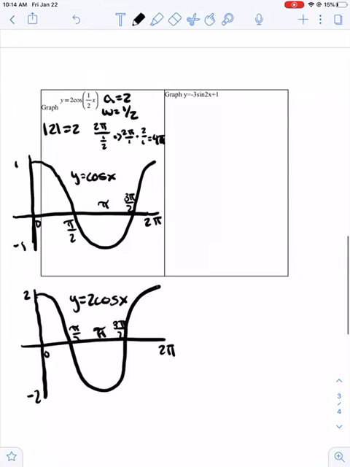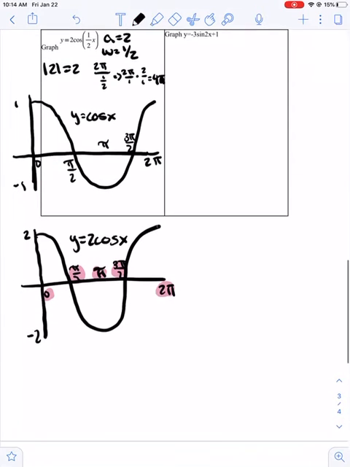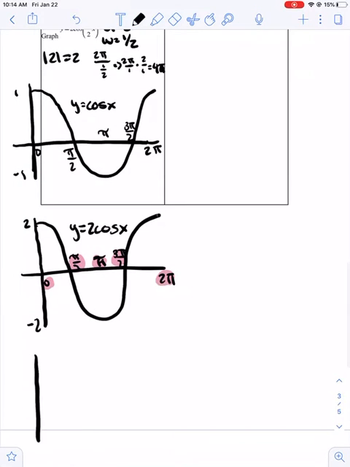All right, so now we have to take care of the period. And as I said in the beginning, our period doubled. So each of those different intervals are going to get doubled. So we're going to multiply each by 2.